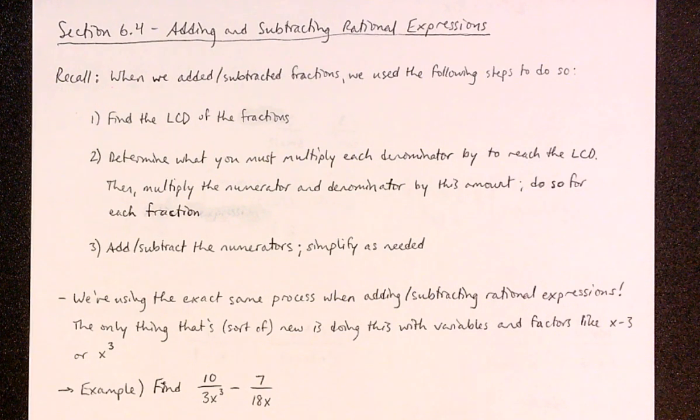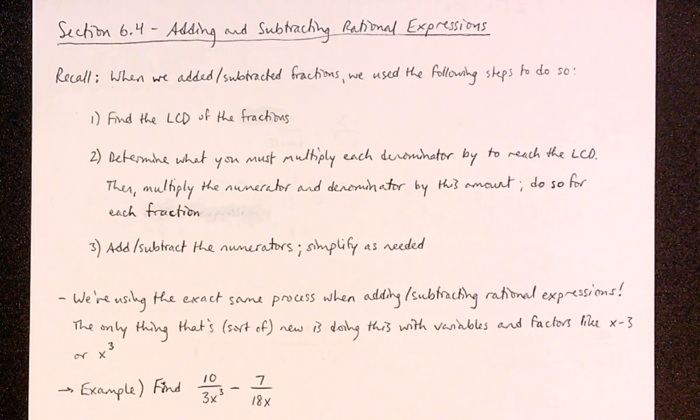So when we added or subtracted just basic fractions, we'd use the following steps. First, we'd find the LCD of the two fractions. Then we'd see, okay, what do I have to multiply each fraction by on the top and bottom so that you got a fraction where the new denominator was your LCD. And then you just added or subtracted the fractions together now that you had the same denominator. And then you simplified as much as you could.